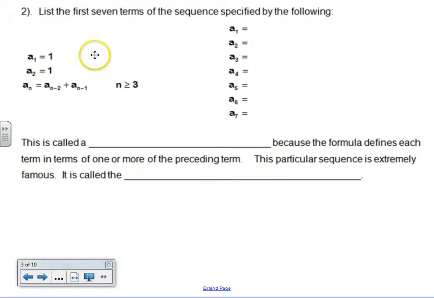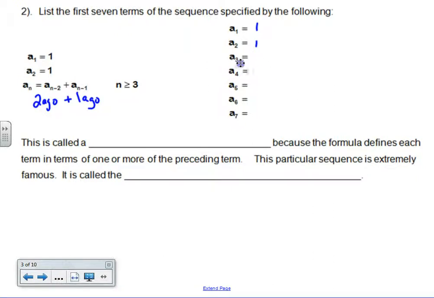So number 2, list the first 7 terms of this sequence. This is a special sequence though. A sub 1 is equal to the number 1, so the first term is 1. A sub 2 is also the number 1, but then after that it follows a new pattern. And the pattern says every term for my n's greater than or equal to 3 are going to be defined as my a sub n minus 2 plus a sub n minus 1. What that means is 2 terms ago plus 1 term ago, and I'm going to add them together.